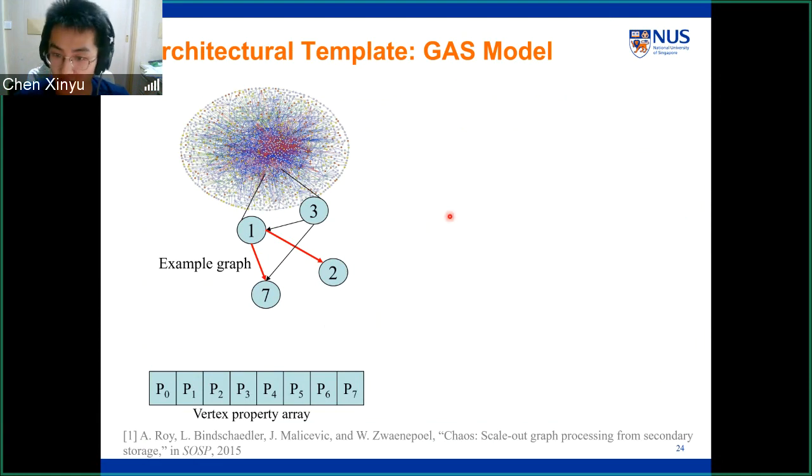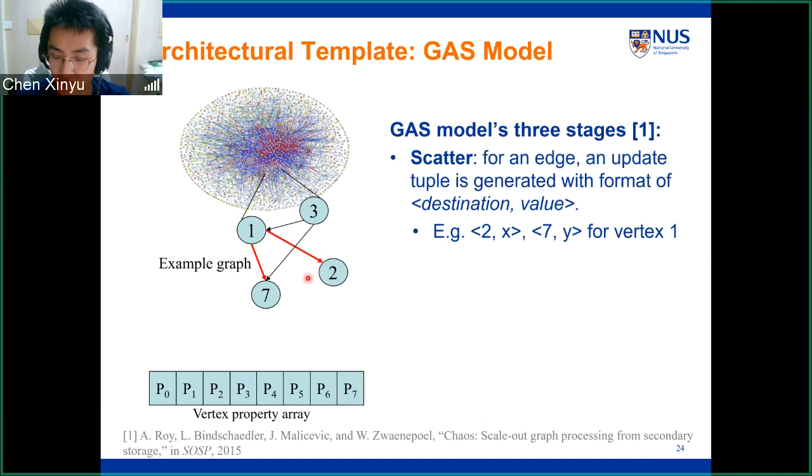So actually, it adopts the GAS model. Let me introduce the GAS model in a very brief manner. Basically, the GAS model is still about traversing the edges. Basically, it has 3 stages. In the scatter stage, for an edge, let's say this edge from vertex 1 to vertex 2, an update tuple is generated with the format of destination and value. The value is calculated from the source vertex's property and the edge property. Let's say in this example, I just use x to stand for this value. So for these 2 edges, we will generate 2 update tuples here.